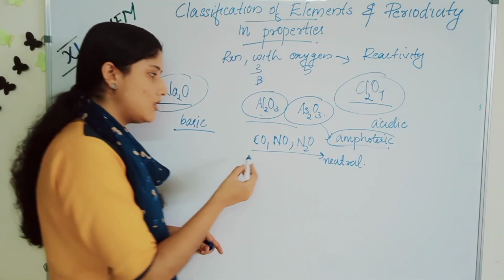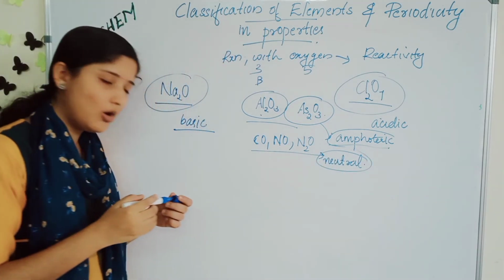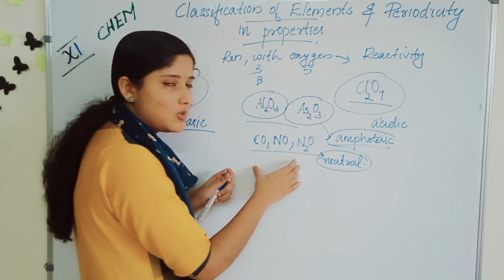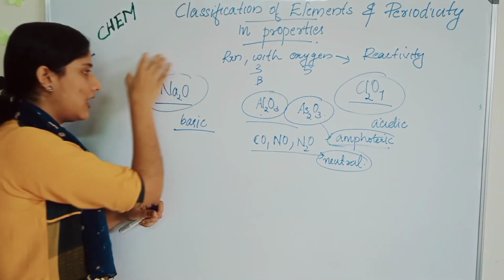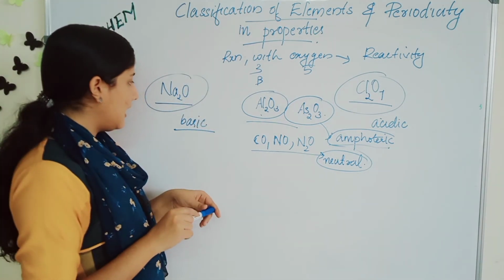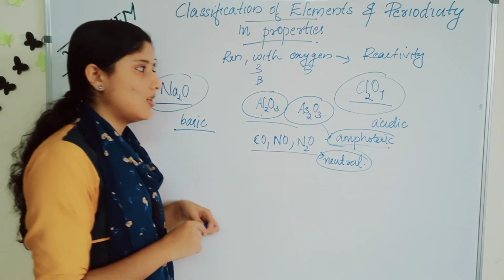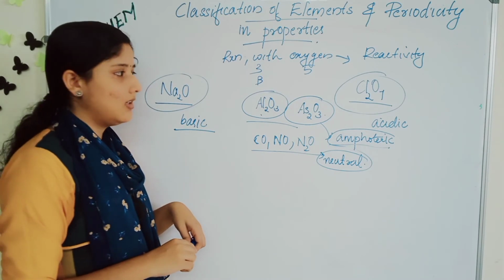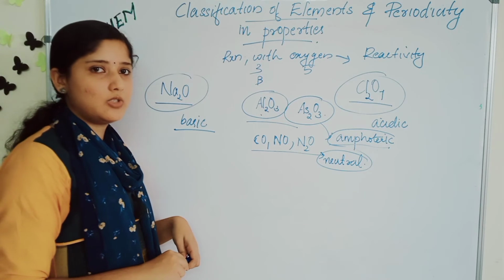Next, compounds like CO and N2O will be neutral. That is, they do not have acidic or basic character. These are oxides, but no special acidic or basic character can be explained. The oxides of the first group elements, usually the alkali or alkaline earth metals, will be basic in nature, and the oxides of halogens will be acidic in nature. This is the explanation for the reactivity of the compounds.